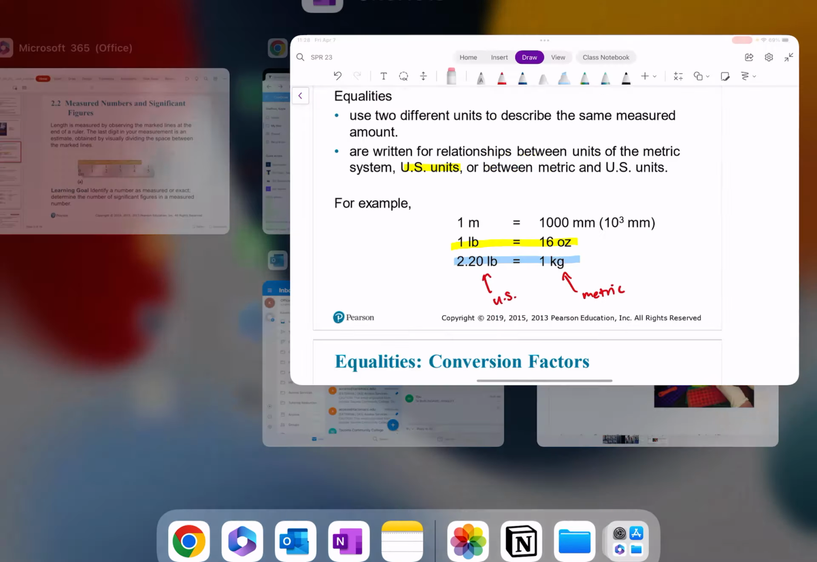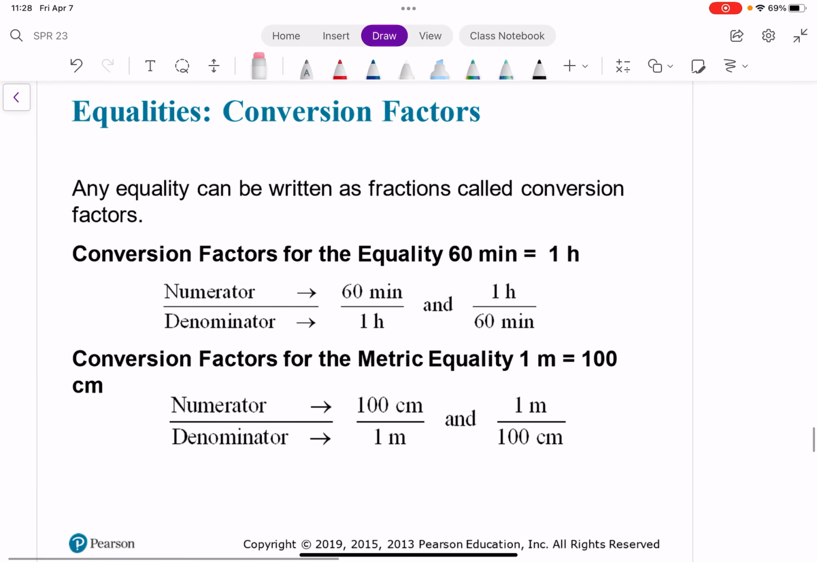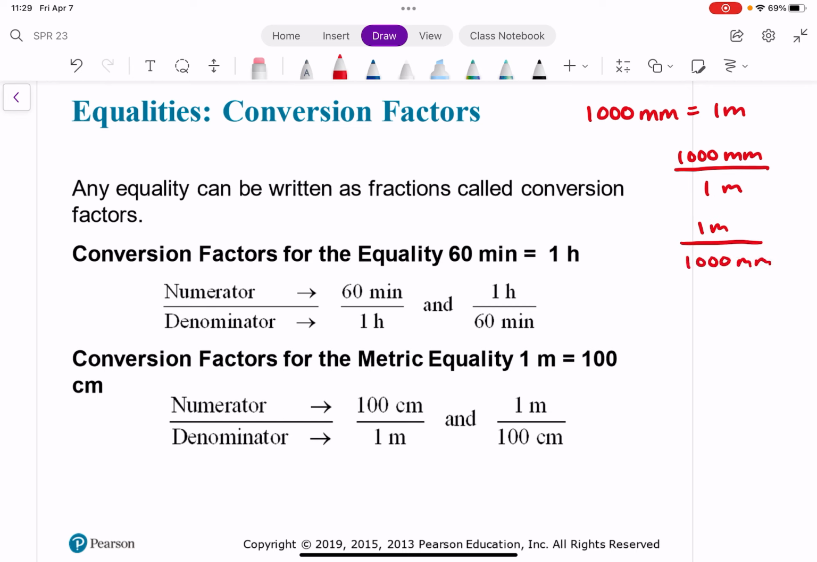All right, okay, so conversion factors. Any equality can be written as fractions, and those are called conversion factors. So this equality that I had here, 1,000 millimeters equals 1 meter, you could also write that as a fraction. That just means you can write 1 meter in the numerator and 1,000 millimeters in the denominator, or the other way around. Okay, and these are both conversion factors.